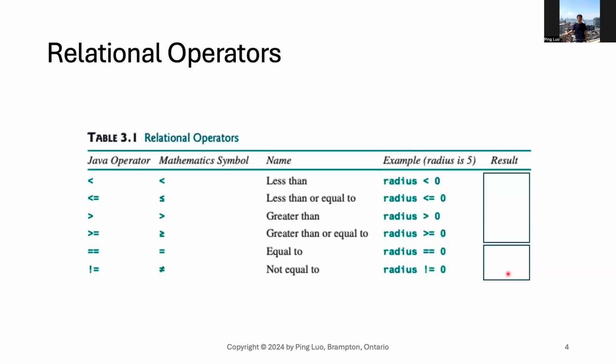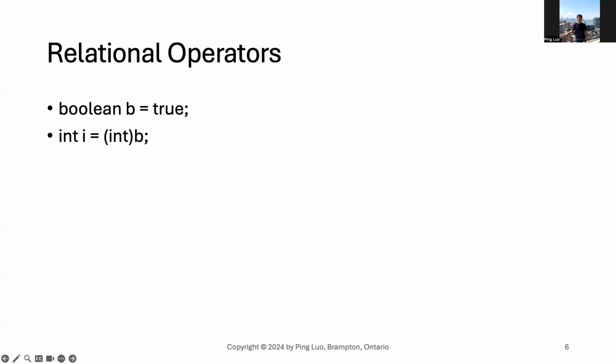There are these six types of relational operators, basically used to compare the values of two things. For example, if the radius is 5, because it's larger than 0, the first two are false and the other two are true, which is the same as we learned in mathematics. And also we have the equal sign and the not equal sign. So we can declare a Boolean variable b and initialize it to true. And if we use int to convert this Boolean type to an integer, true will equal 1, and if it's false, it will equal 0.